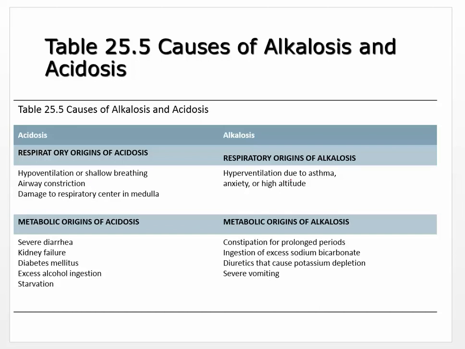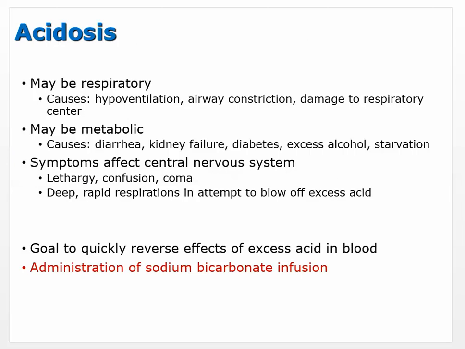Okay, so then it's the opposite with alkalosis: hyperventilation, asthma. Metabolic acidosis has lots of causes: severe diarrhea, kidney failure, diabetes, excess alcohol ingestion, starvation. And then metabolic alkalosis: constipation, ingestion of excess sodium bicarbonate, diuretics that cause potassium depletion. There's that potassium. So when you lose potassium, your pH tends to increase, and severe vomiting is another one.